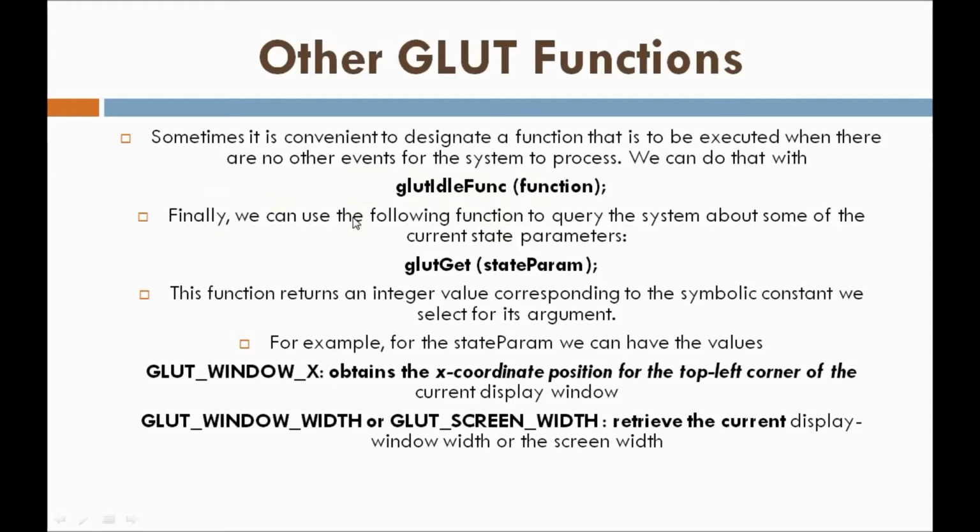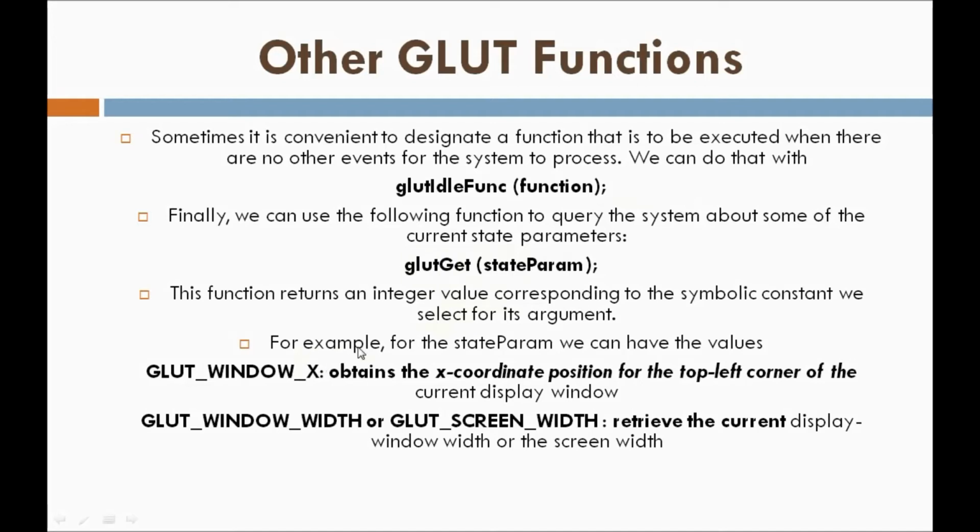Next, finally, you can use the following function to query, for example, if you want to know some parameters about the system. How to do that? You can use the command glutGet with a state parameter. So this is the parameter you are using, the state parameter. This is going to query about the parameters of a system. You can ask a question now: what are the system parameters you can query using this glutGet?